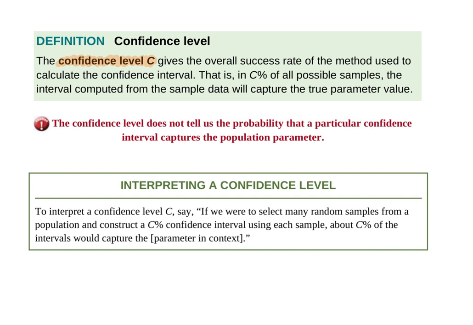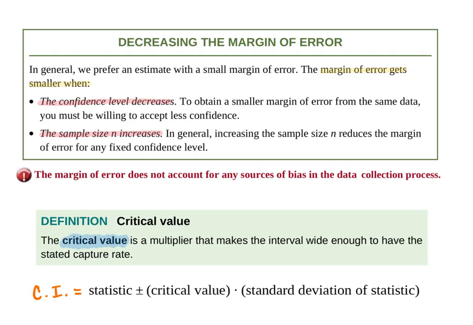So keep in mind that the confidence level doesn't tell us the probability that a particular confidence interval captures the population parameter. It just gives us the level at which we are confident in our use of our confidence interval. So we would say if we were to select many random samples from a population and construct a, for example, 95% confidence interval using each sample, about 95% of the intervals would capture that parameter in context. So confidence intervals and confidence levels go hand in hand.